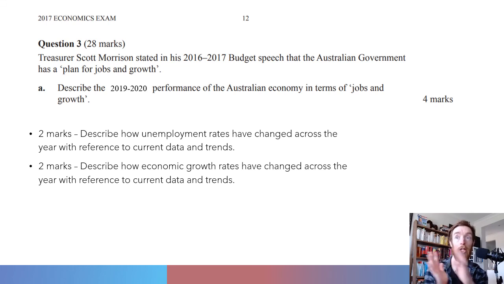If they just use general terminology, you need to tie that in with the theory we've learned and talk about that theory. So for 4 marks, 2 marks were for describing how unemployment rates have changed across the year with reference to current data and trends, and 2 marks for describing how economic growth rates have changed across the year with reference to current data and trends. Relatively simple, but a lot of people went off into weird random tangents in different directions.